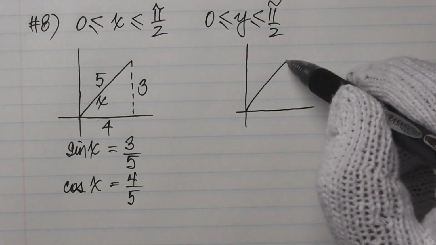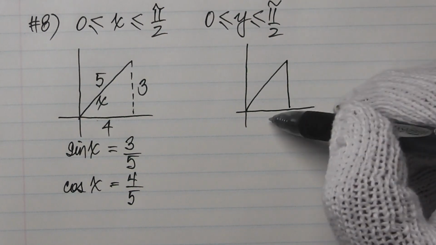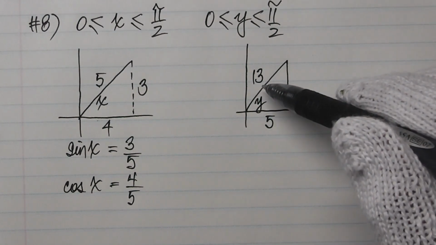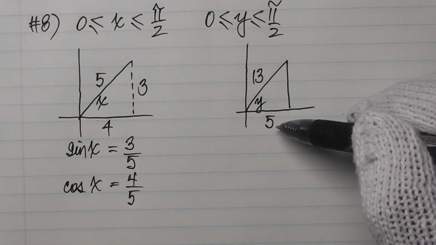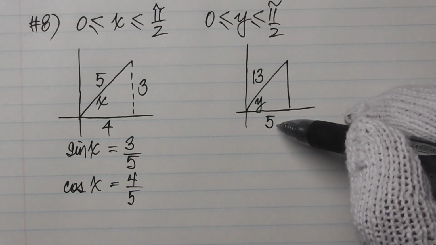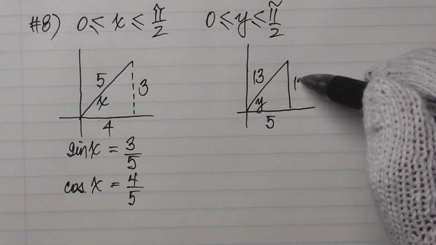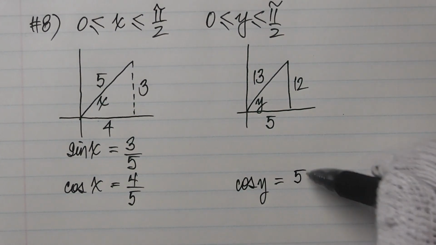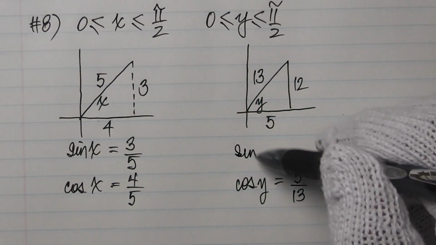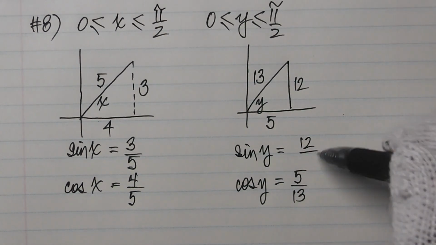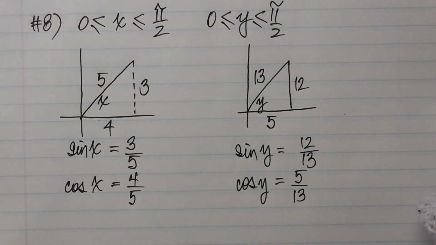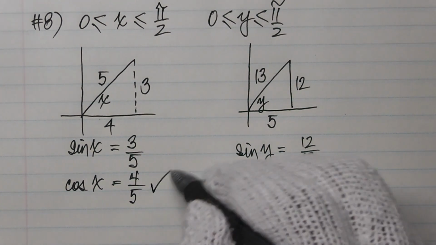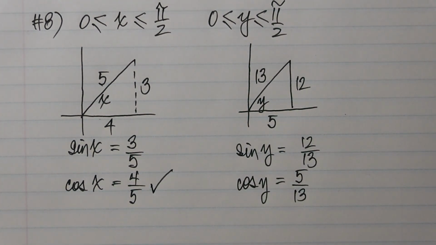Let's go to this one. They tell us that cosine y is 5 over 13. 13 squared is 169. 5 squared is 25. 169 take away 25 is 144. Square root of that is 12. So cosine y is equal to 5 over 13. Sine y is equal to 12 over 13. The question is asking us to find an exact value for cosine x, find an exact value for sine y.